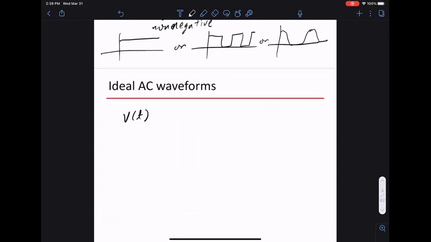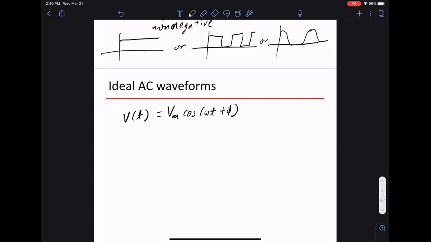We'll write V of t. You can think of this as voltage if you want. If you want a unit on this signal, you can think of it as having a unit of volts. We write this as Vm cosine omega t plus a phase phi.